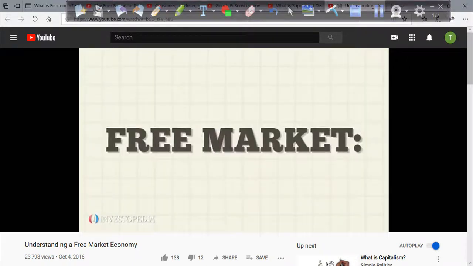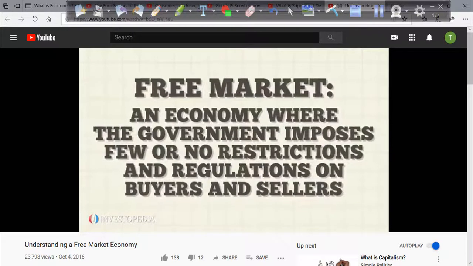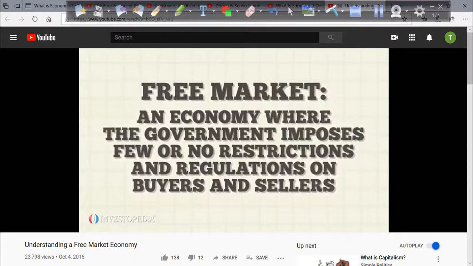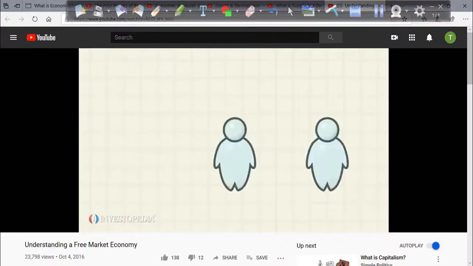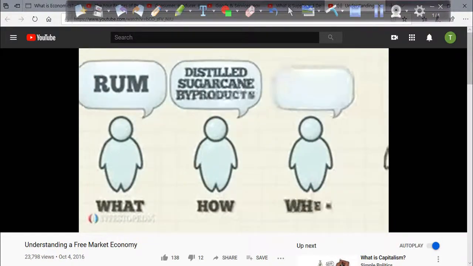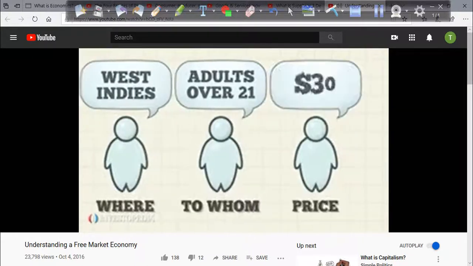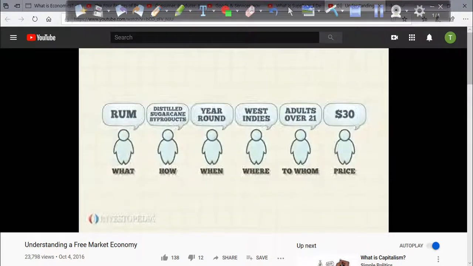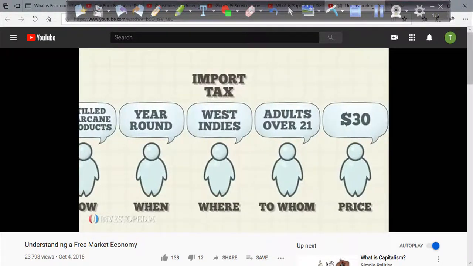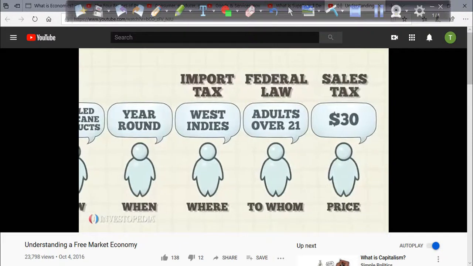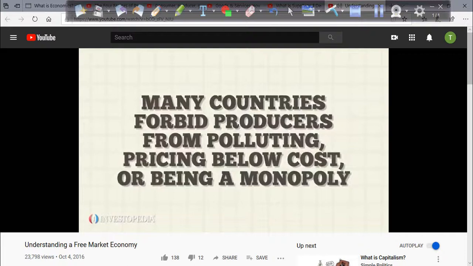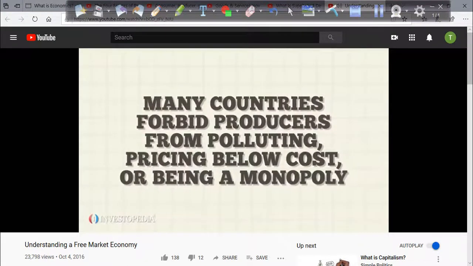Free market refers to an economy where the government imposes few or no restrictions and regulations on buyers and sellers. In a free market, participants determine what products are produced, how, when, and where they are made, to whom they are offered, and at what price, all based on supply and demand. A purely free market does not exist because all countries choose to impose some level of central decisions and regulations. For example, many countries forbid producers from polluting, pricing below cost, or being a monopoly.